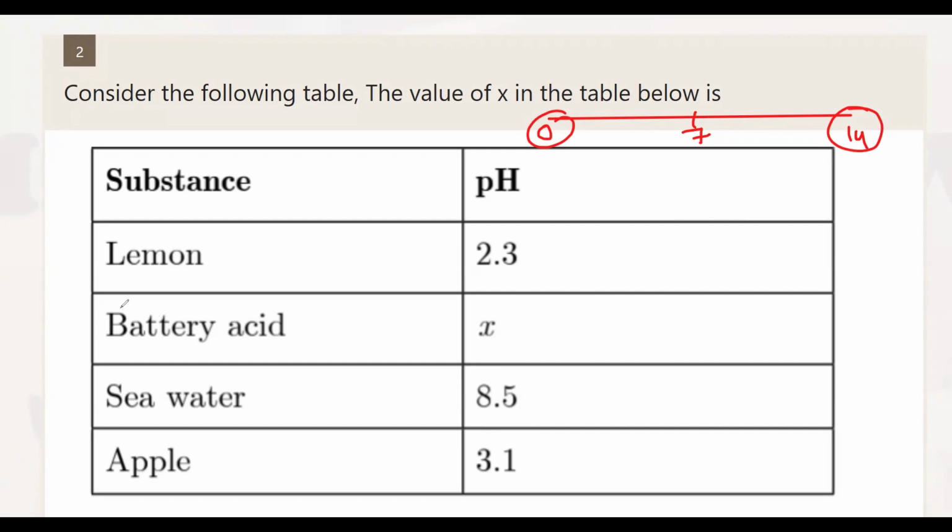You should know that the acid present in a battery is hydrochloric acid. In general, car batteries, we are not talking about the batteries that we use in mobile phones. They are lithium batteries, but car batteries or other common batteries have hydrochloric acid present in them, and the pH of hydrochloric acid is 0. So therefore, we should select the option 0 in this case.